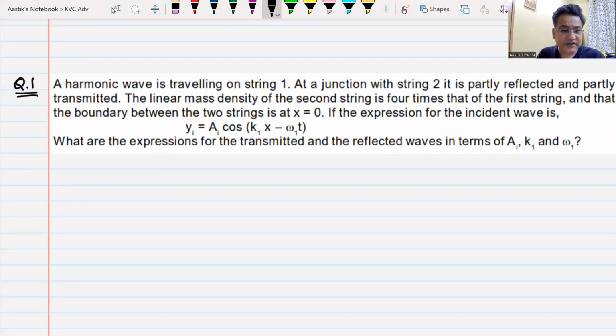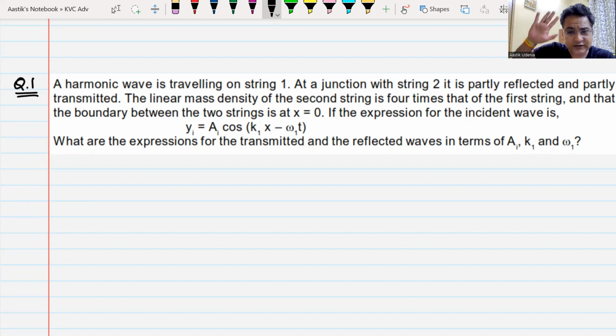A harmonic wave is traveling on string 1 at a junction with string 2. So this is a different string. It is partly reflected and partly transmitted. The linear mass density of the second string is 4 times that of the first string, and the boundary between the two strings is at x equal to 0. The expression of the incident wave is this. Find the expression for the transmitted and reflected wave in terms of A1 or Ai, K1 and omega 1.